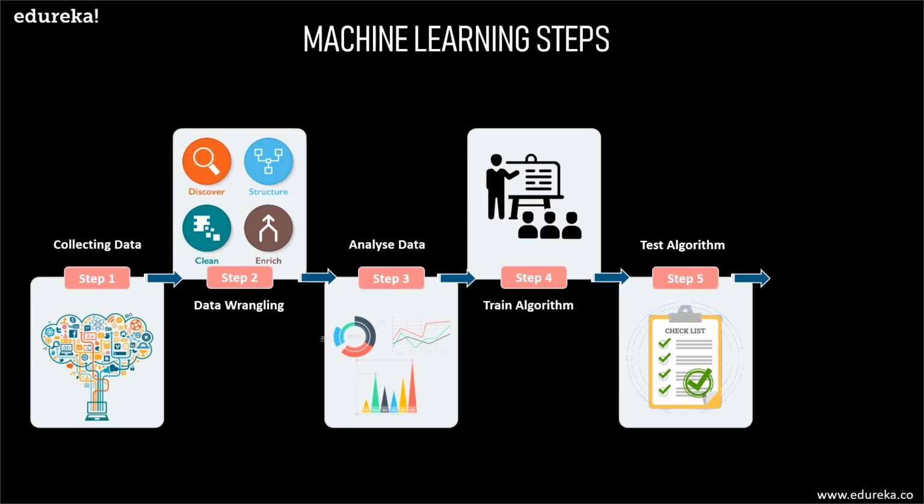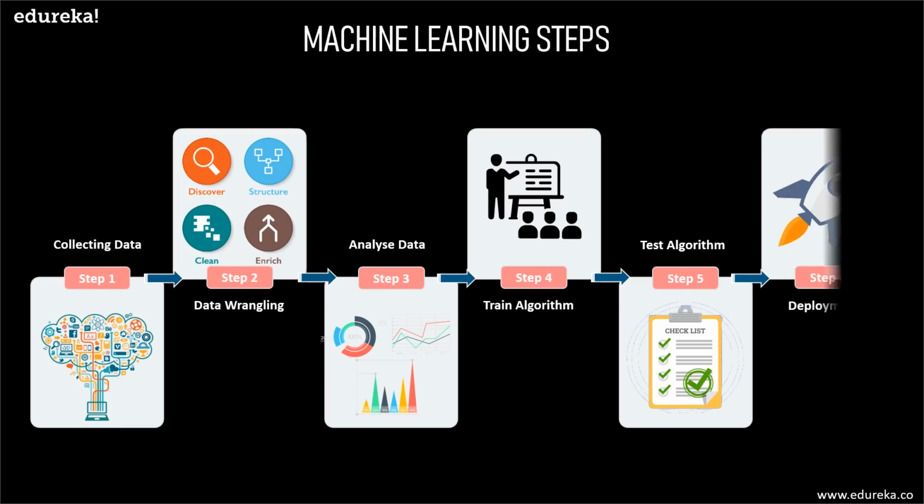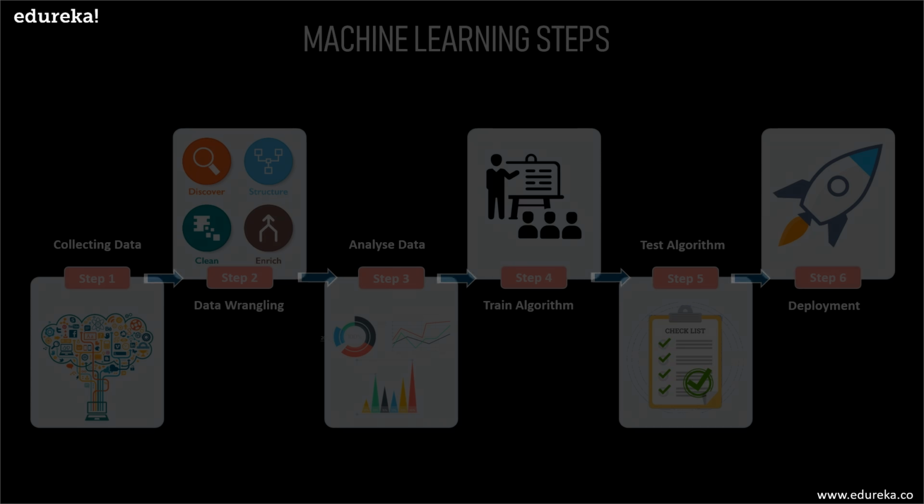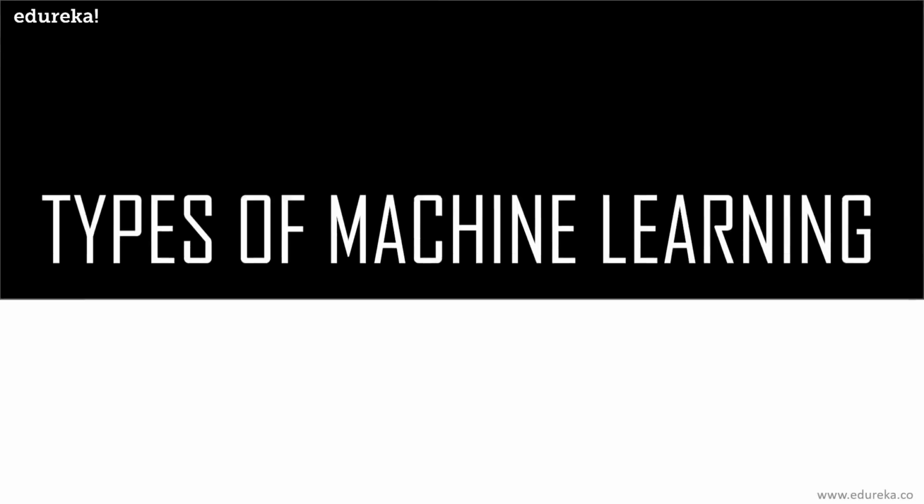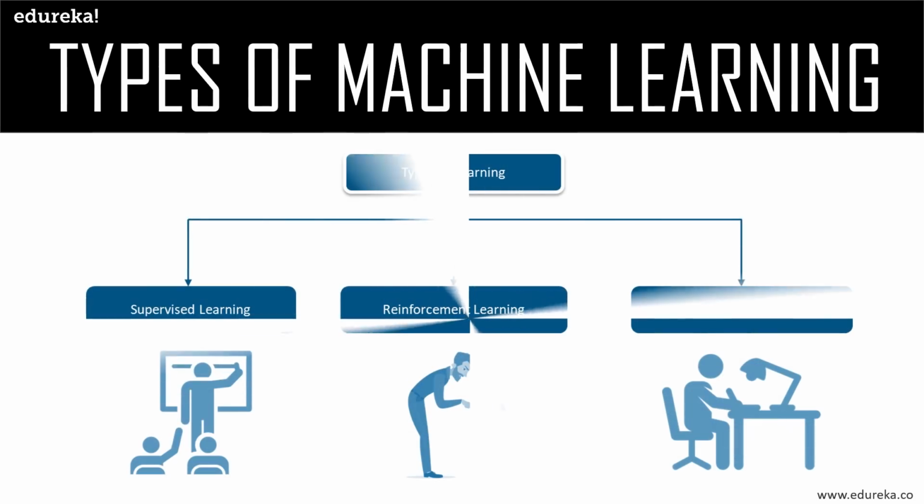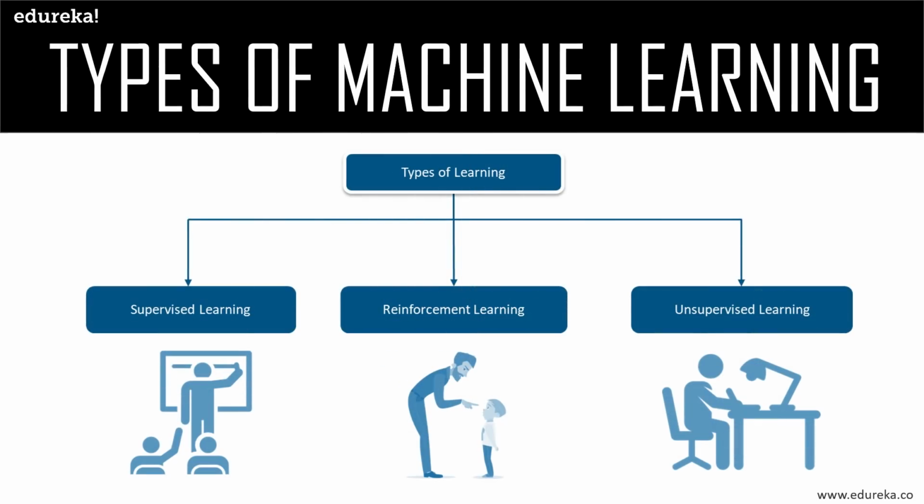Now, if the speed and the accuracy of the model is acceptable, then the model should be deployed in the real system. After the model is deployed, based upon its performance, the model is updated and improved. And if there's a dip in the performance, the model is retrained. Now, machine learning is subcategorized into three types. These are supervised, unsupervised, and reinforcement learning.